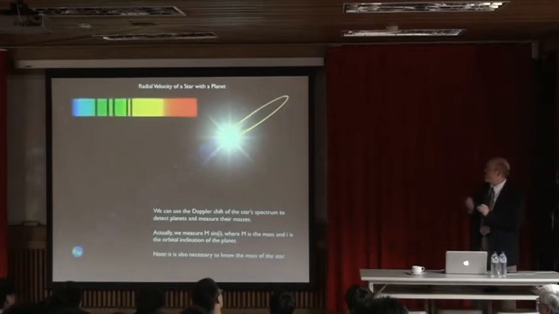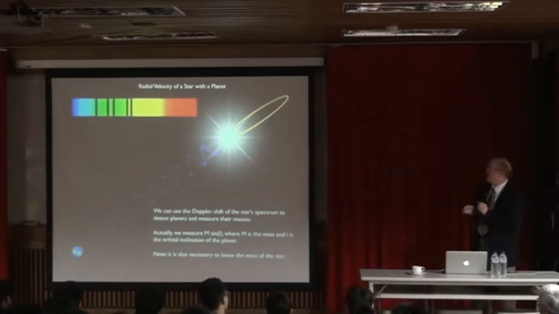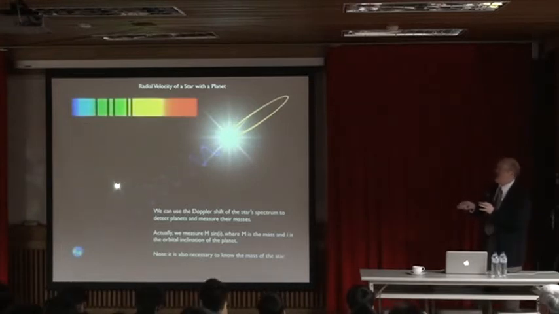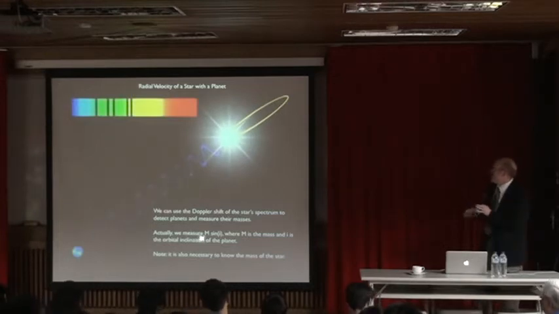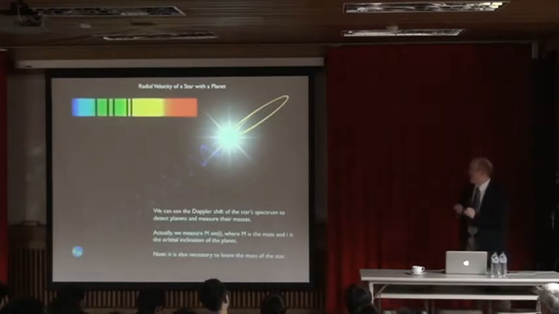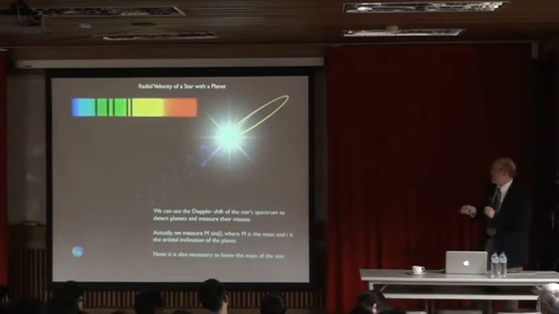That shift in the spectrum, you can measure how fast the star is going around and with what period. And you can use that information to measure something about the mass and orbit of the planet orbiting the star. In actuality, you measure something we call m sine I, the mass times the orbital inclination of the planet. But it's a reasonable approximation to the mass of the planet.